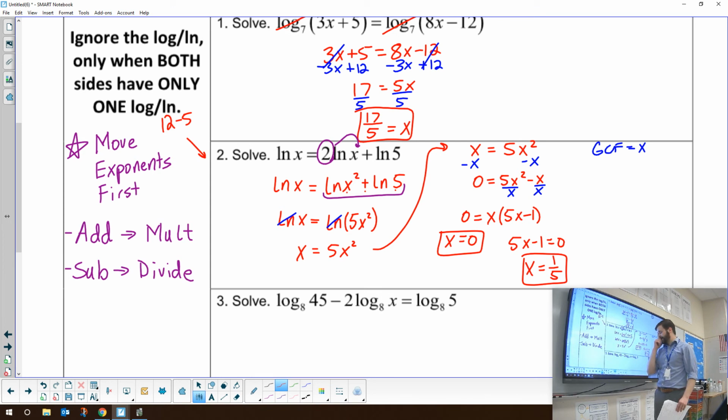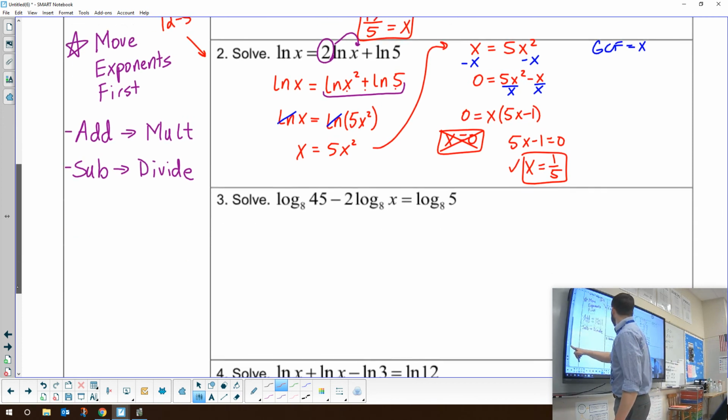So this answer right here of x equals 0 is actually not a true answer, because if I plugged in 0 here, it would create a logarithm of 0, which doesn't work. So x equals 1/5 is going to be my only true answer. Okay, let's move on here. Let's take a look at number 3.